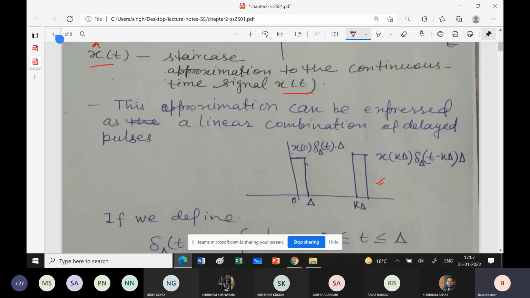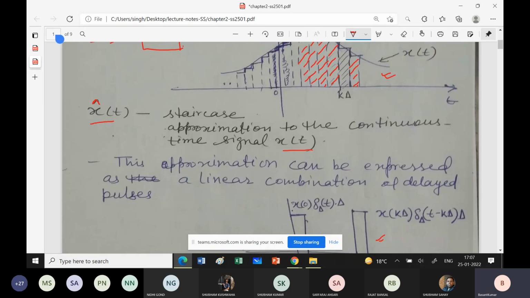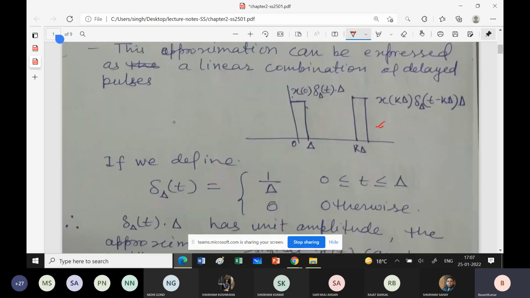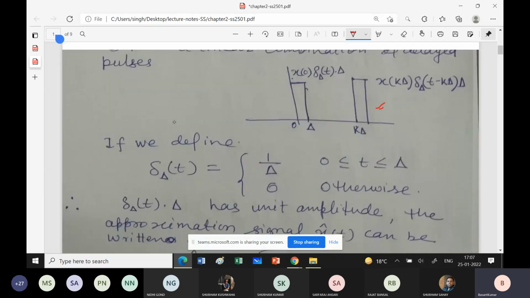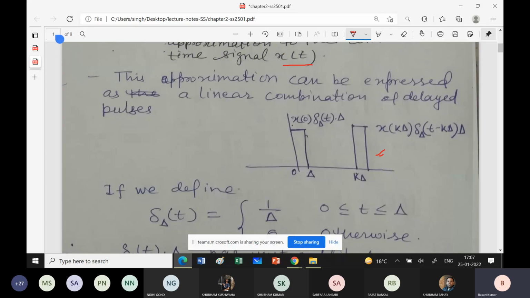So this approximation we can represent as a linear combination of delayed pulses. No issues. Now how to define each pulse? Suppose this is the rectangular pulse. So x(0) is representing the magnitude of this pulse, the magnitude of the signal x(t) at t equal to 0. So that is representing the magnitude.